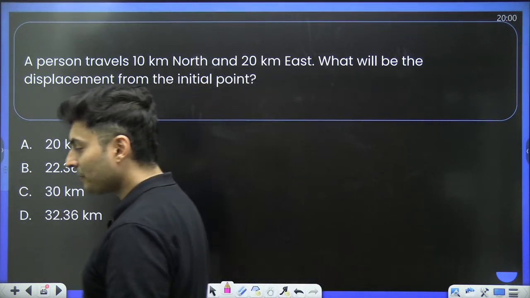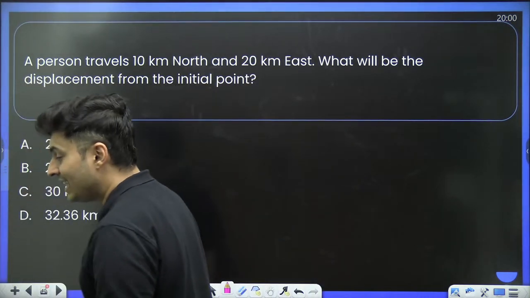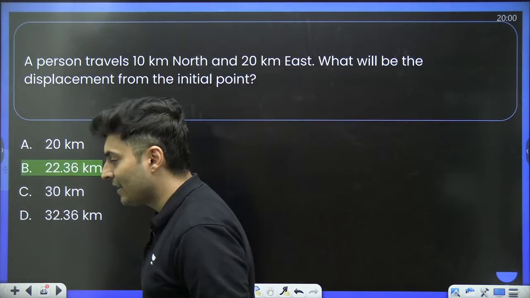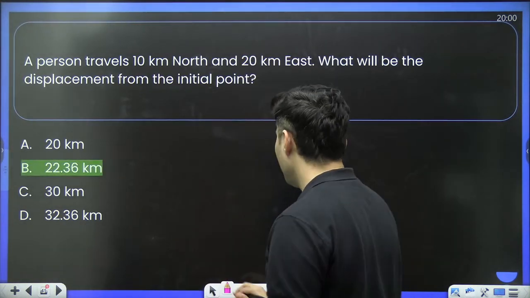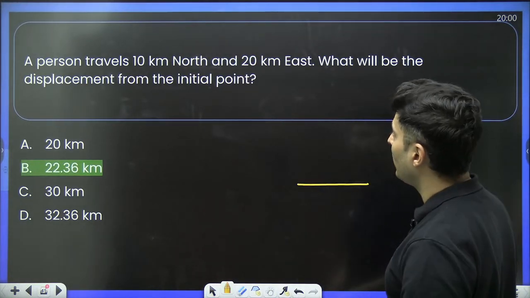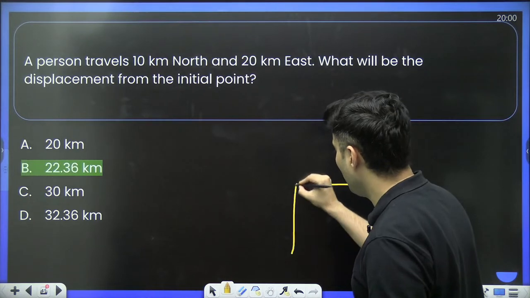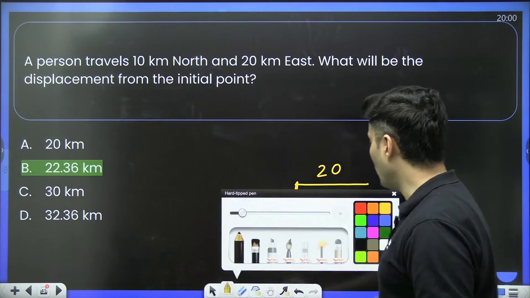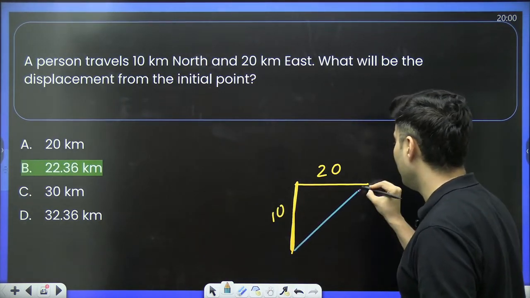Remember that. Okay, the options are D, B, C. What is it? Guys, the correct answer for this is B. Very good. Because you are going 10 kilometers north, then 20 kilometers east. So this is 10 and 20 kilometers east, and this is my final displacement.